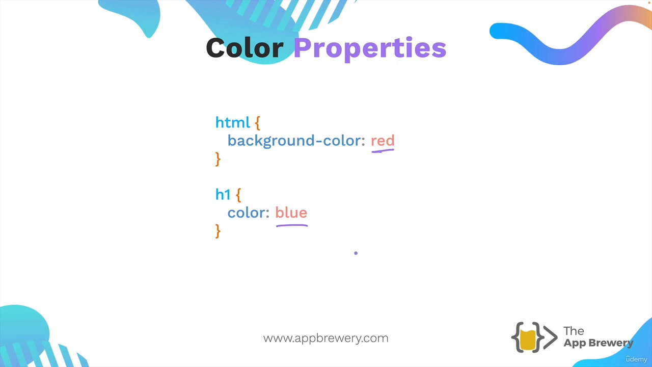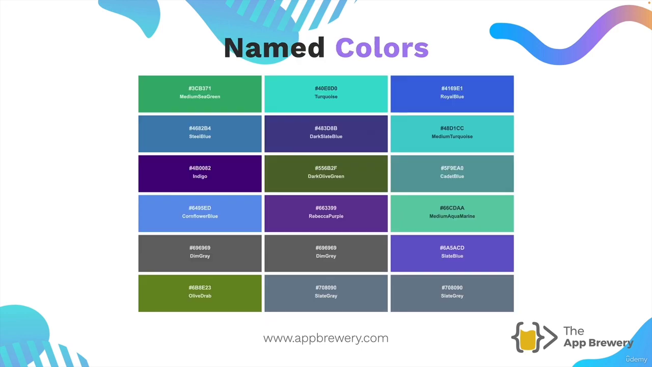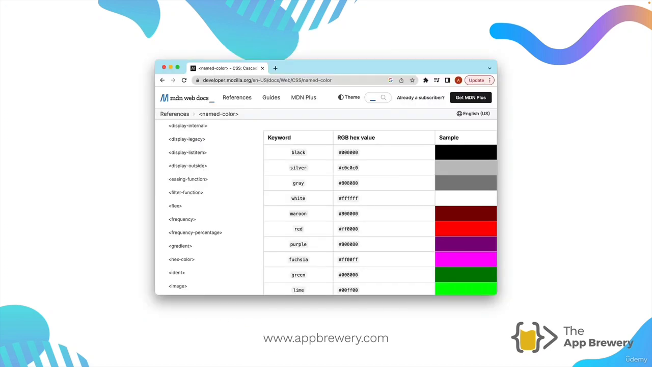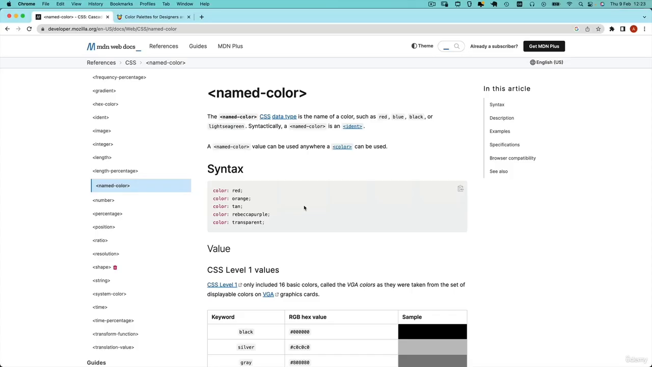Well, how do we know that we can use these colors, and what exactly are they? Well, they're called named colors, and there's a whole bunch of them out there with poetic names like cornflower blue or cadet blue or dim gray, olive drab, etc. And you can find all of them by, of course, going to the developer documentation. If you Google for MDN docs named color, the first link should take you to this web page. Alternatively, you can use this URL as well.